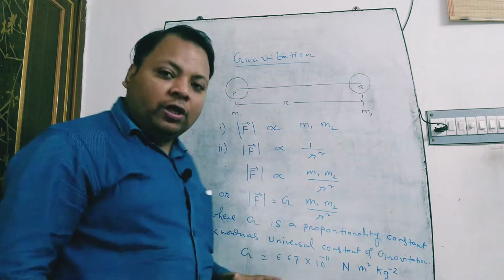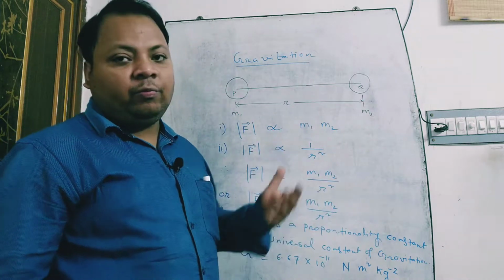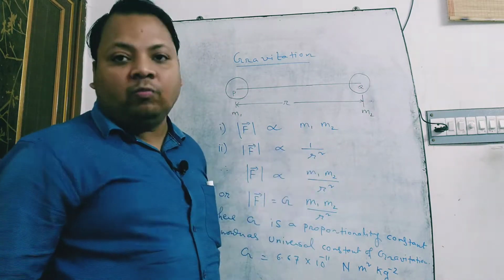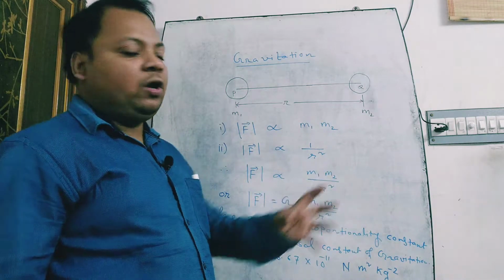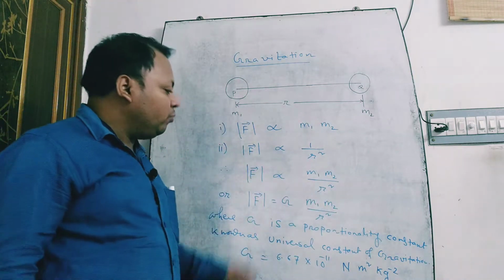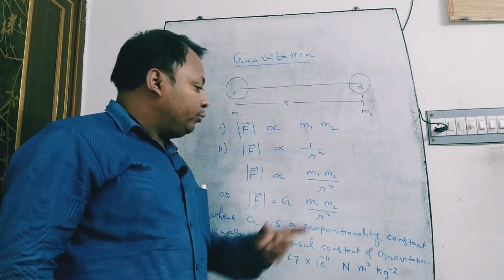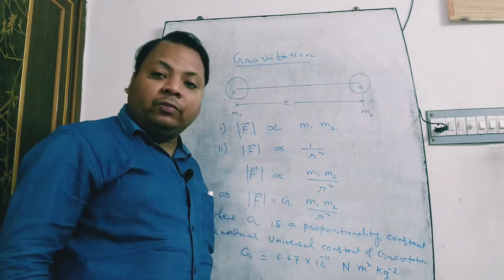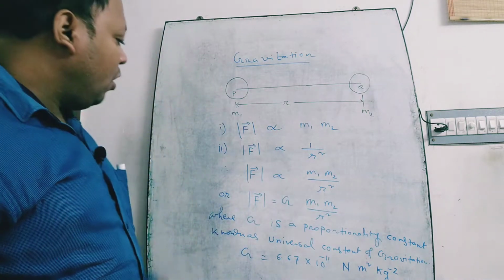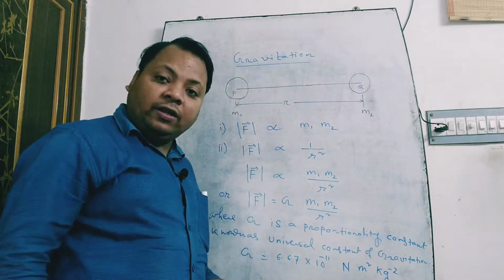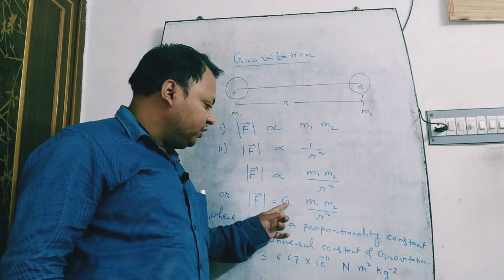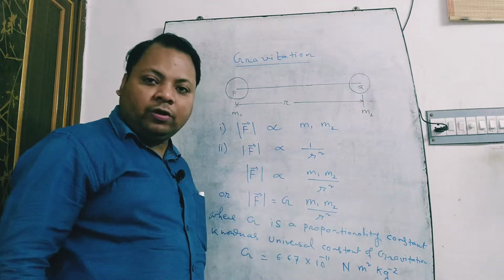Therefore, according to the compound variation formula, we can write the magnitude of capital F is directly proportional to m1 m2 by r square, or the magnitude of capital F is equal to capital G m1 m2 by r square.